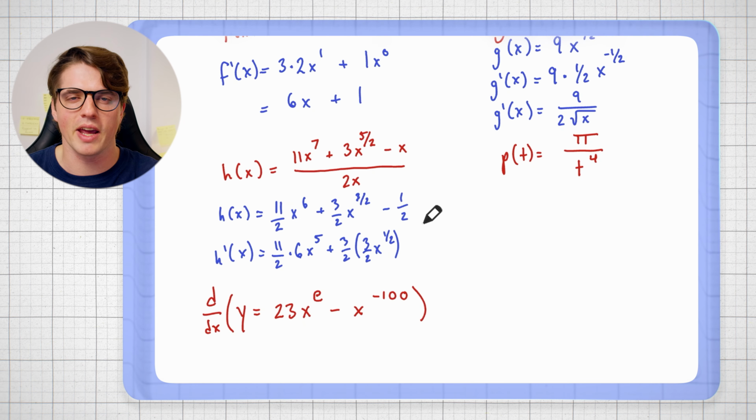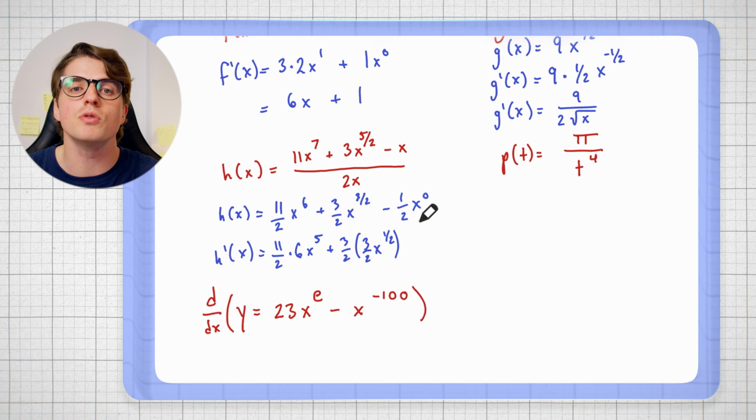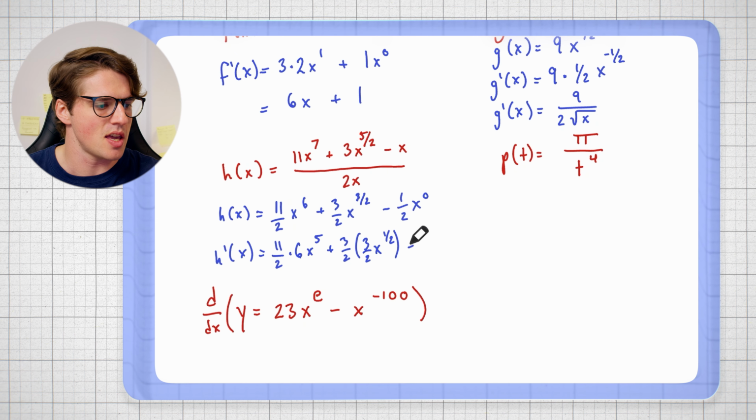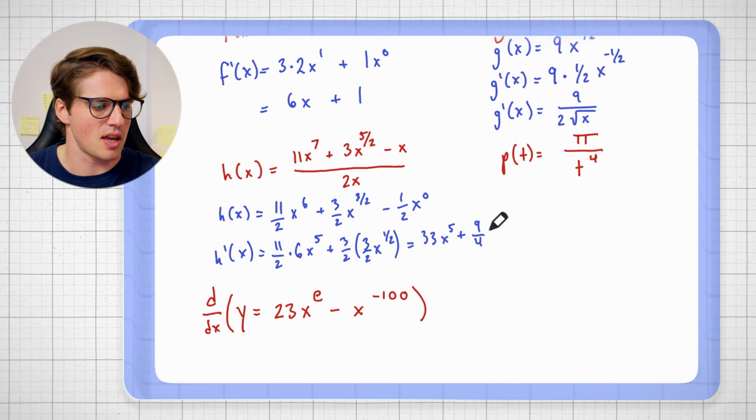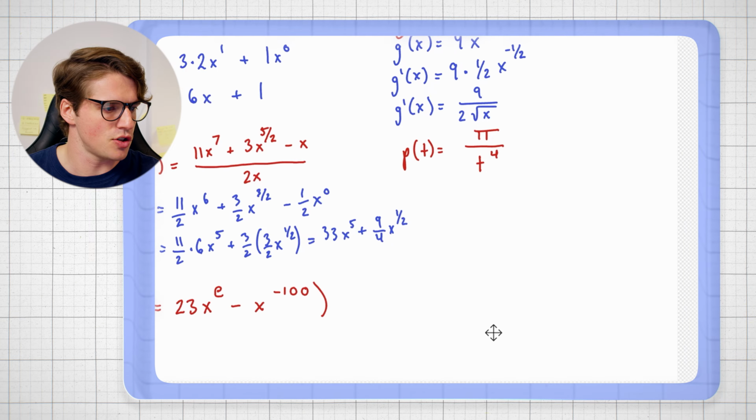The derivative of 1/2, remember this is x to the 0. So this just goes away. The derivative of a constant is just 0. And I guess I'll write over here, 6 times 11/2. The 2's will cancel. We'll have 33 x to the 5th plus 9/4 x to the 1/2. Okay, and that was h.